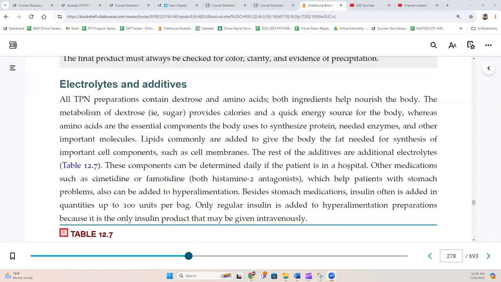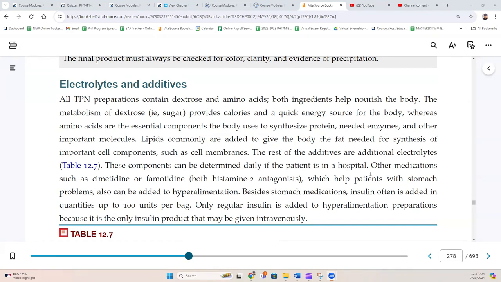All TPN preparations contain dextrose and amino acids. Both ingredients help nourish the body. The metabolism of dextrose to sugar provides calories and a quick energy source for the body, whereas amino acids are the essential components the body uses to synthesize protein, needed enzymes, and other important molecules. Lipids commonly are added to give the body the fat needed for synthesis of important cell components such as cell membranes. The rest of the additives are additional electrolytes.